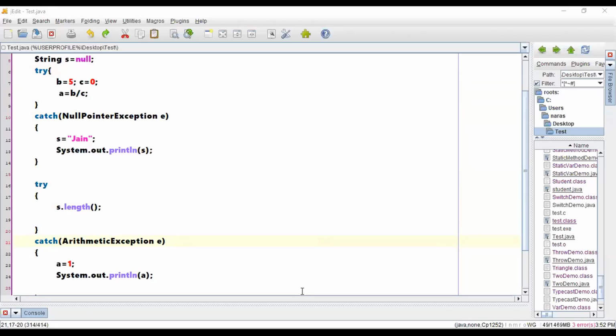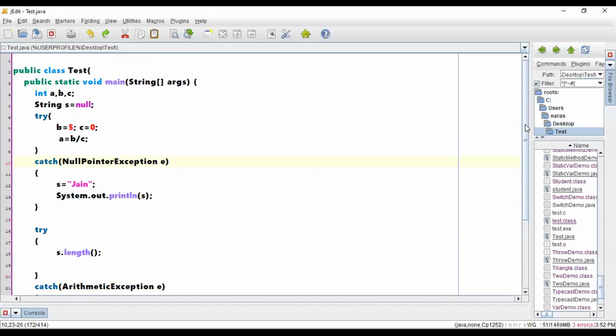Will it work fine? Whether this particular arithmetic exception will be caught by this particular catch block? Whether this particular try s.length, which is a null pointer exception, will be caught by this particular catch? Yes. Okay. Only one answer. Others may not be. Okay. Any other answers? Yes. Okay.